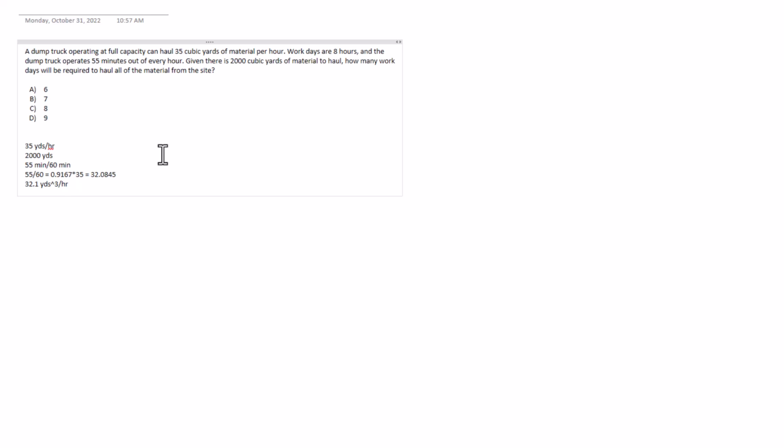Given that there's 2,000 cubic yards of material to haul, how many work days will be required? There are 8 hours in a work day, so we go 8 times our 32.1, and that equals 256.8. That's how many yards we're going to be able to haul per day. If we go 2,000 divided by 256.8, that'll yield us 7.7882 days.